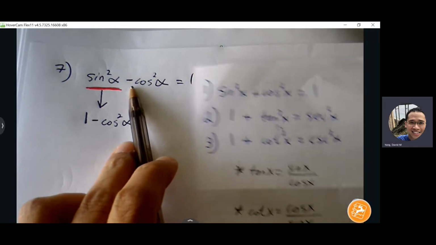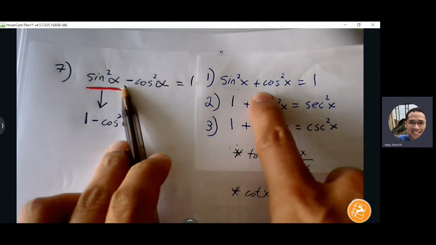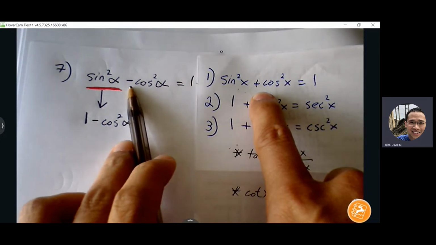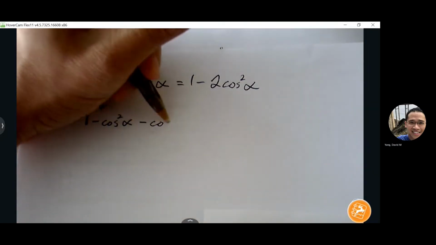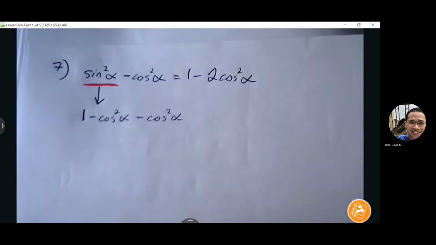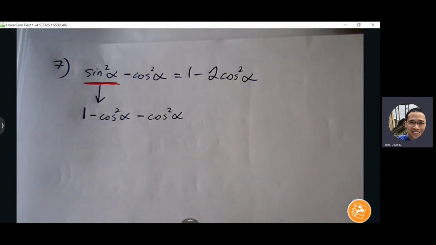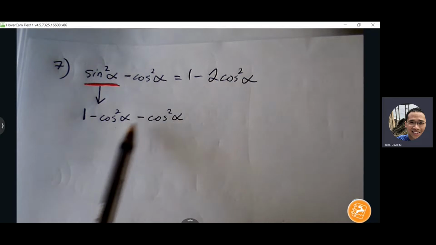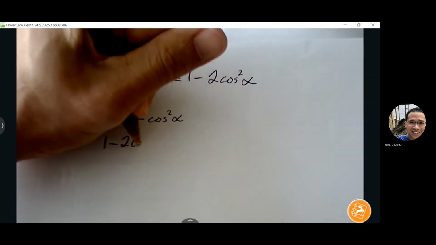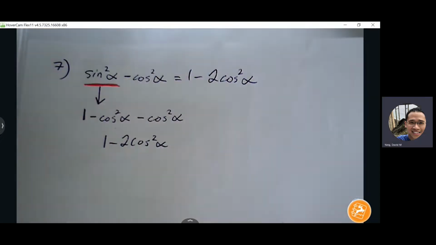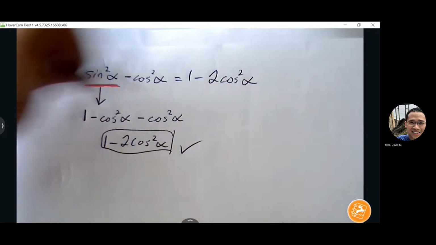Because it's not a plus, it's a minus. So a minus is not an identity, so we can't quite apply that. So I converted the sine squared to be 1 minus cosine squared. There's that minus cosine squared from the second term. And now, what do you see here? Combined like terms, what does that become? Okay, do we reach our goal? Yes.